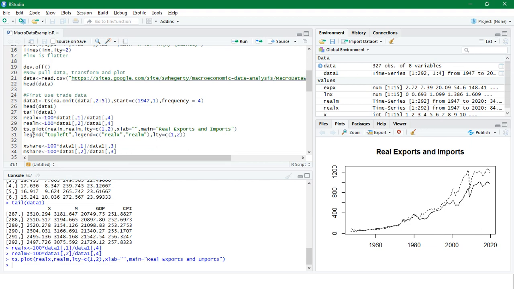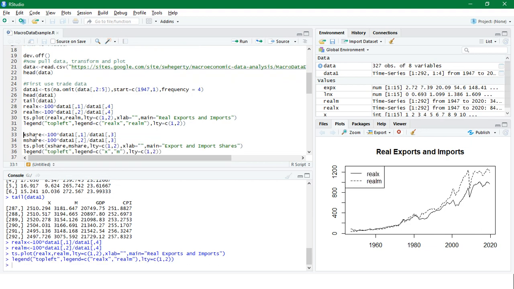All right, now, I had a legend, and I've got real X. You can see imports are higher, and this is some sort of a trade deficit. Now, there's a lot of exports, but there's way more imports, and so that's the U.S. trade deficit. Now, this is in dollars or constant dollars adjusted for prices.